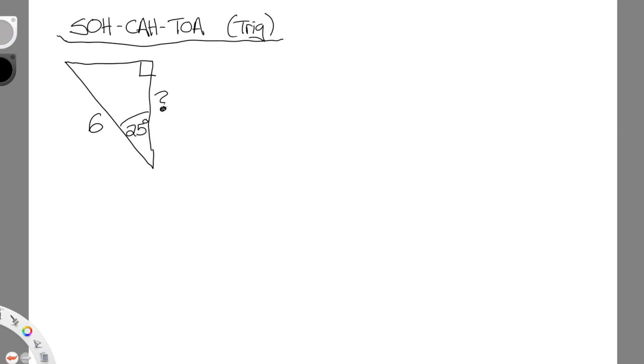So the first thing we need to do is figure out which of our trig functions we need. So SOH talks about sine, CAH talks about cosine, TOA talks about the tangent. So we need to think about which pieces of the rest of this we have. The O means opposite, the A means adjacent, and the H means hypotenuse. Well, we have 6 here, and 6 is the hypotenuse. So we're going to need one of the two with the hypotenuse. So now we need to figure out whether we have the adjacent or the opposite side.